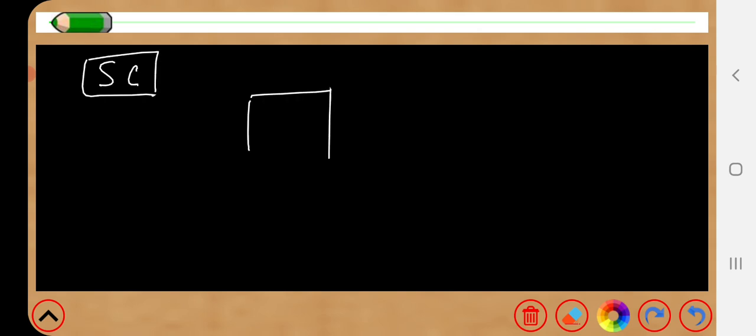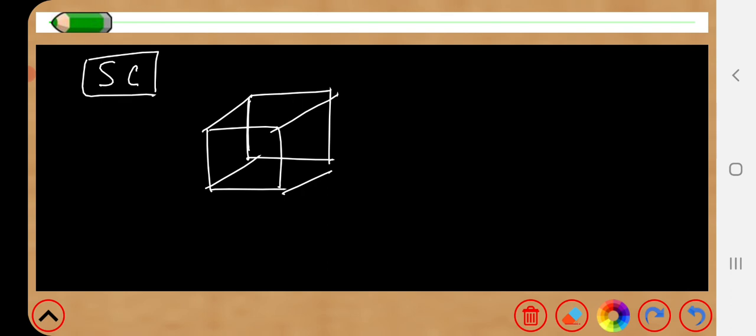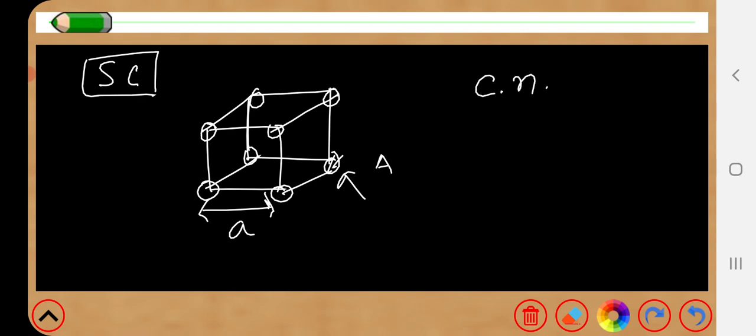So we all know that if we just draw the unit cell of a simple cubic structure, there are 8 corner atoms, right? And let's say the distance or lattice parameter is a. Now take any atom. For this example, let's say this is one atom, the A atom, and if we want to find out the coordination number, that means we have to find out the nearest neighbors of this A atom.